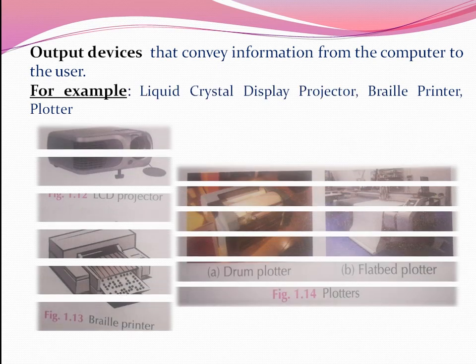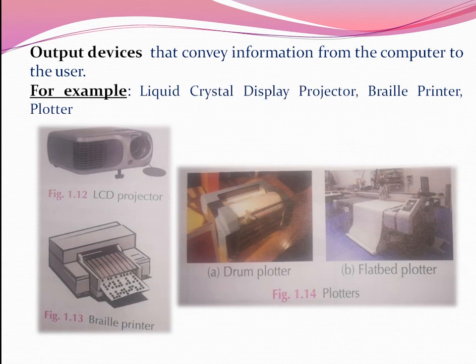Next we have output devices, which convey information from the computer to the user. For example, liquid crystal display projector, braille printer, plotter. What are braille printers and liquid crystal display projectors? An LCD projector shows the output from the computer on a large screen. It is commonly used for displaying presentations during meetings and conferences.